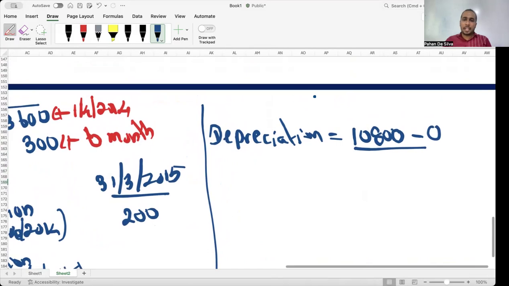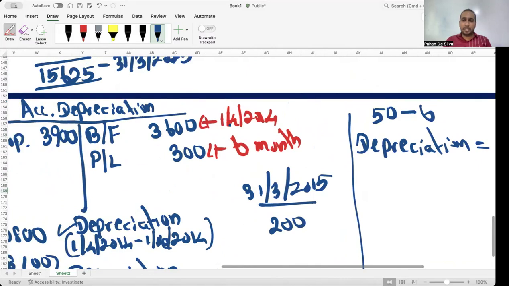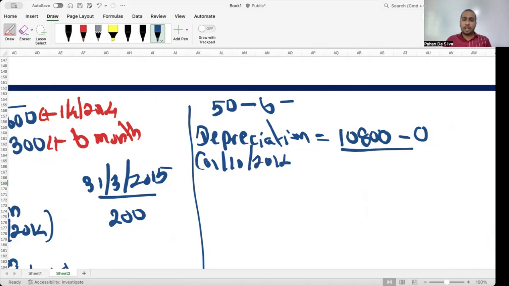Remaining useful life. As per the question, the original useful life was 50 years, right? Out of this 50, we have utilized 6 years by the beginning of this year. After that, by 1st October 2014, we have utilized this building for another 6 months, that means 0.5 years, half of a year.